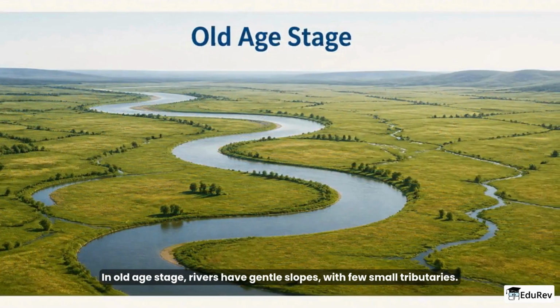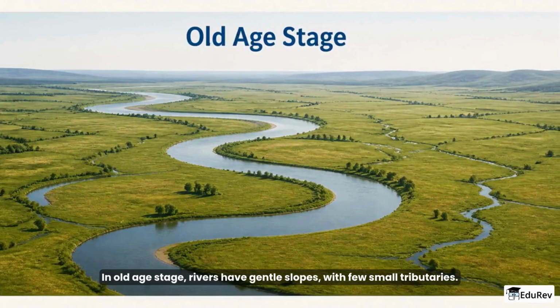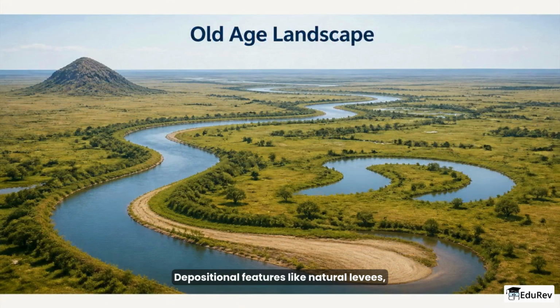In old age stage, rivers have gentle slopes with few small tributaries. Floodplains are wide, rivers meander freely and change course often. Depositional features like natural levees, oxbow lakes, and point bars are common. The whole landscape lies near sea level, close to a peneplain.